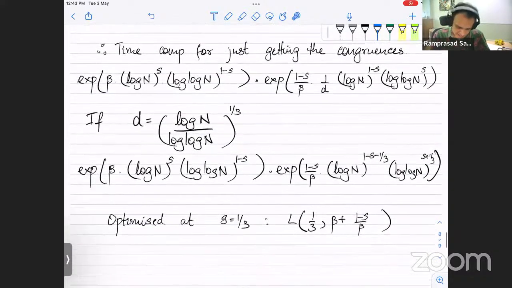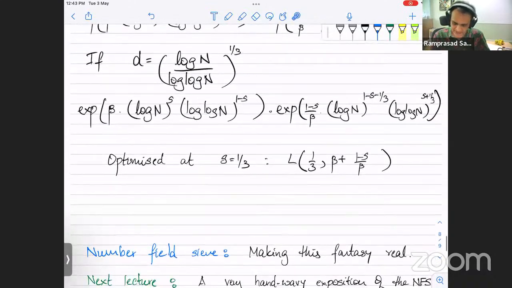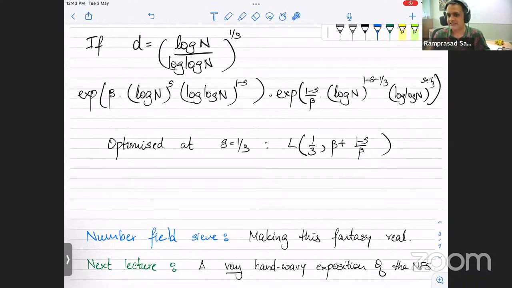And it turns out that the number field sieve is basically a way to make this fantasy real. So this is the goal of the number field sieve. It is again going to try and find a congruence of squares, and it's going to do it in such a way that the only numbers you hope to be smooth happen to be something like n power 1 over d. And this d is in your control. You can choose it to be whatever you want.